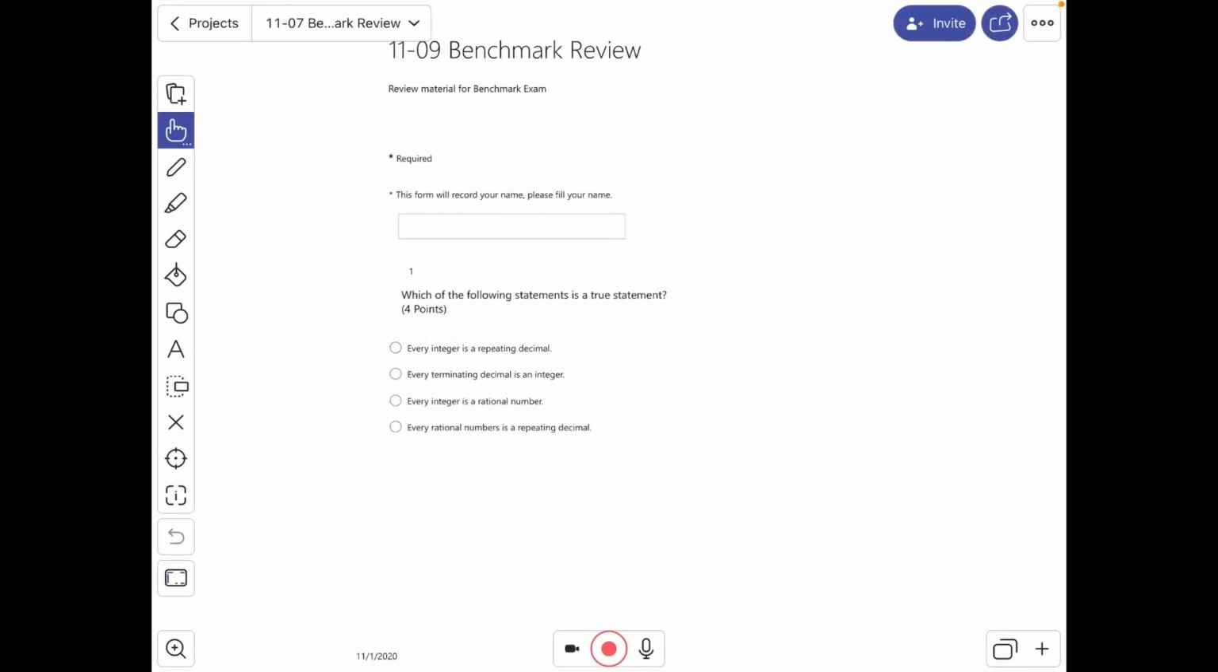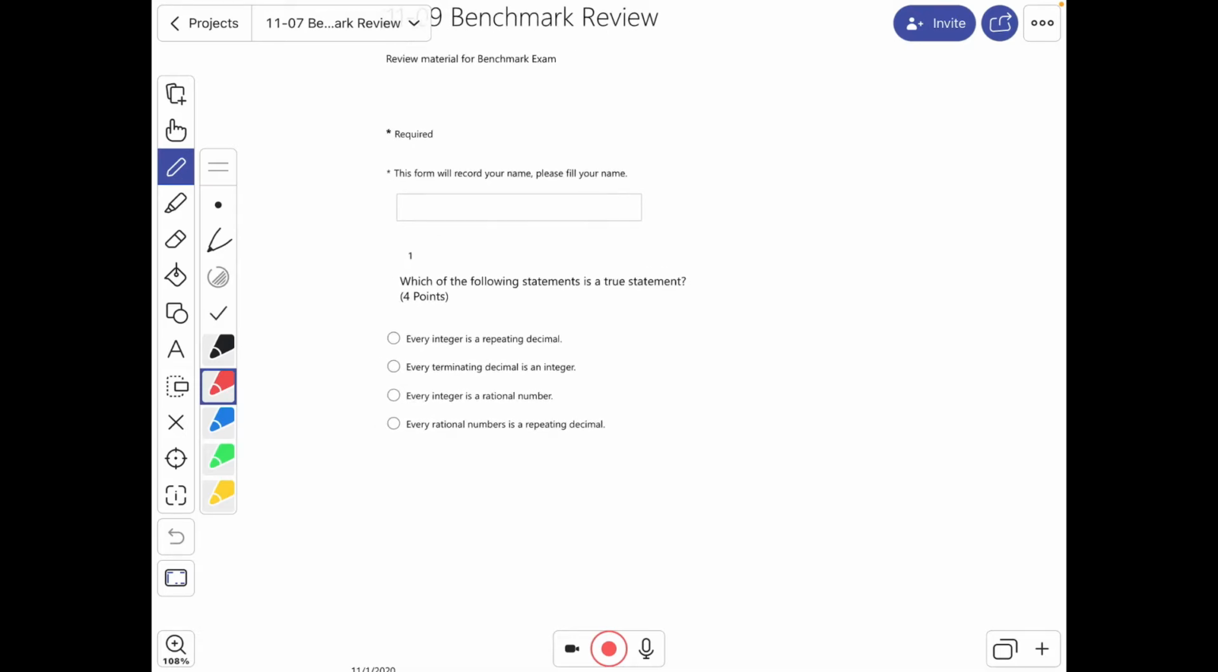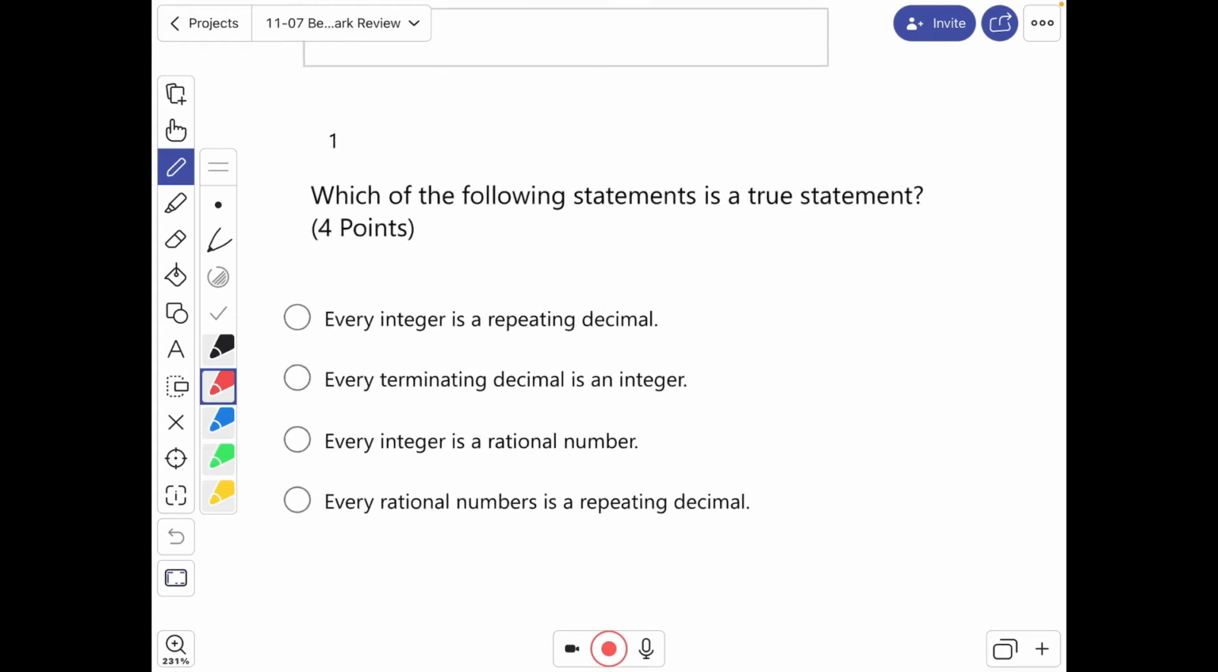You will have a benchmark exam on November 10th. It will cover all material that we have covered so far in 7th grade. And so this is your review.